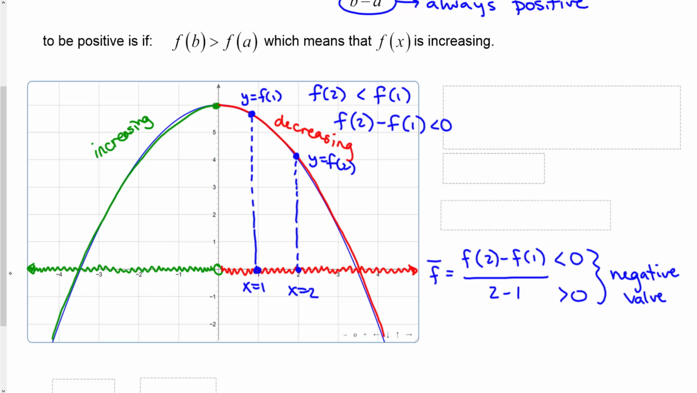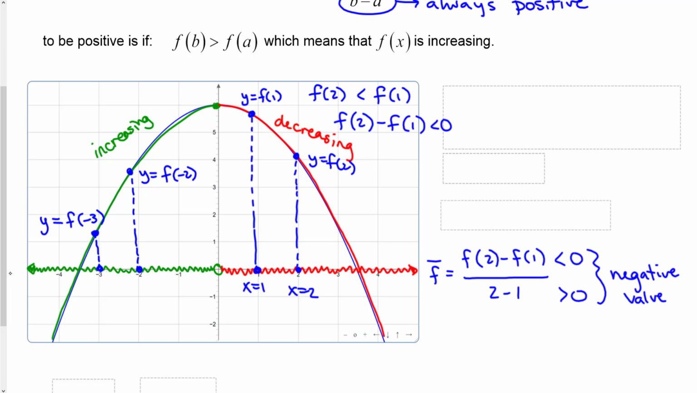What that means is this is going to be a negative number on any interval that is decreasing. Likewise, if I try values over here on the increasing side, so let's say I use -2 and -3. So -2 has some associated y value. It would be y equals f of -2. -3 has an associated y value through this function, so y equals f of -3.